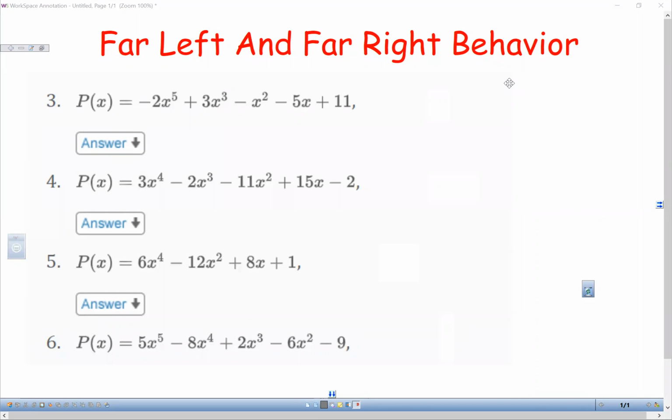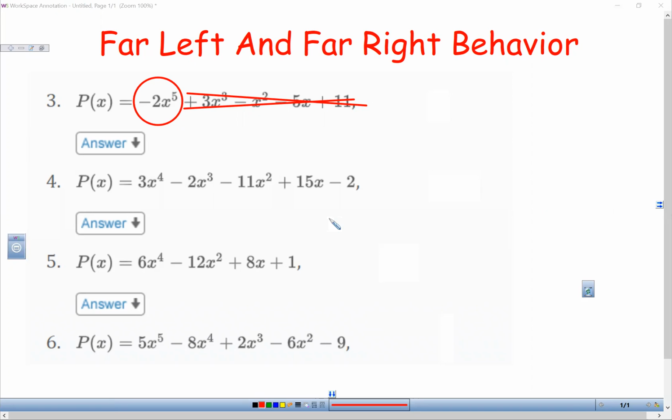Okay, we're back and we're starting with chapter 3, section 2. The first thing we need to look at is the far left and right behavior. So this is what the far left and far right sides of the graph are doing when we graph a higher order function. When you're doing this, remember the only thing we're interested in is the first term. So I would suggest you circle the first term and then you cross out everything else so you don't get confused and look at the wrong information.